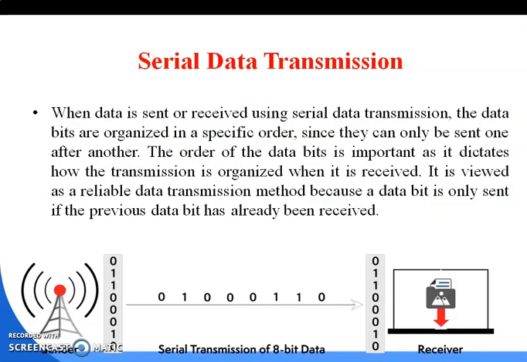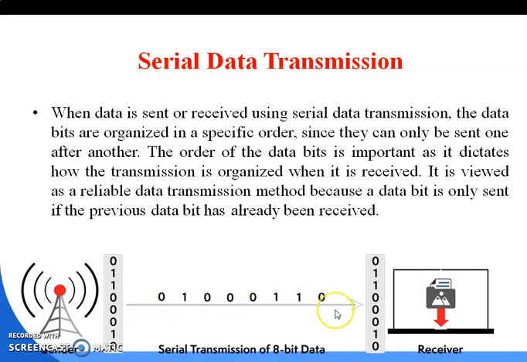In serial data transmission, when data is sent or received, data bits are organized in a specific order, since they can only be sent one after another. The order of the data bits is important as it determines how the transmission is organized when it is received. So look at the picture. In the serial transmission, there is only a single line. All the bits are sent one after another. That is the serial transmission.